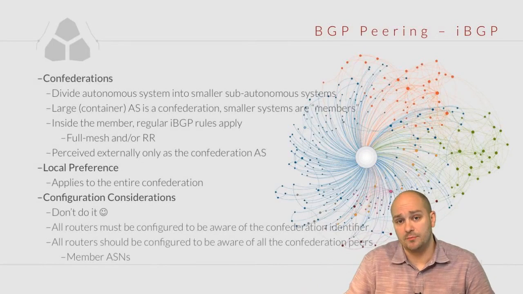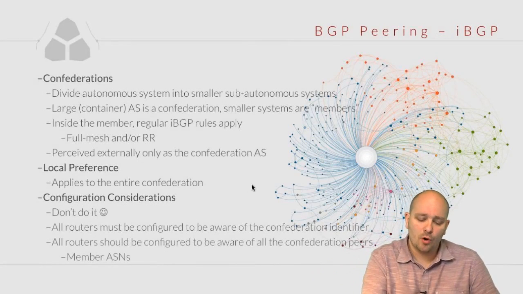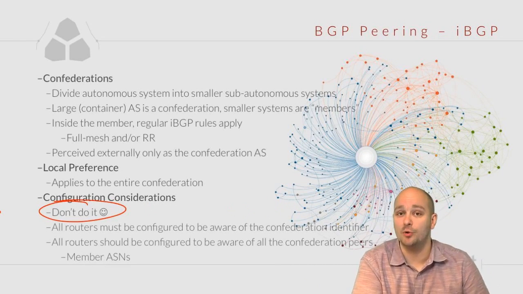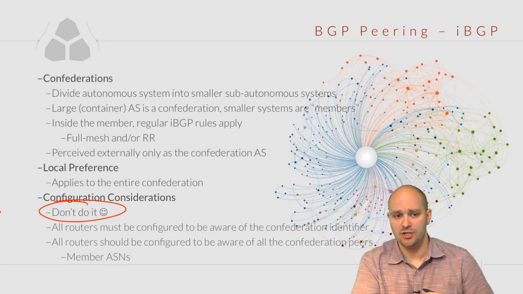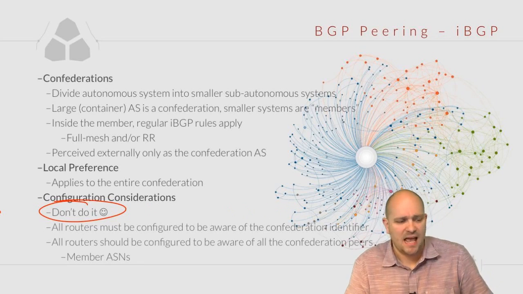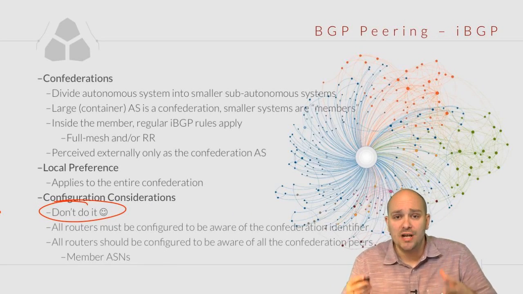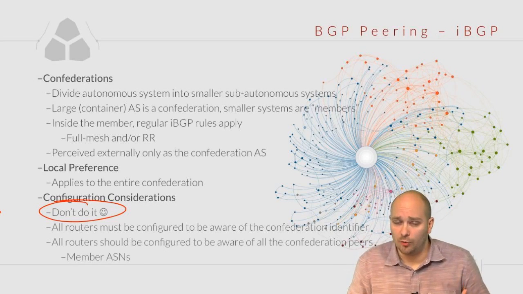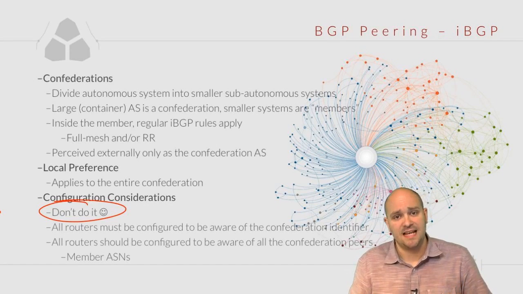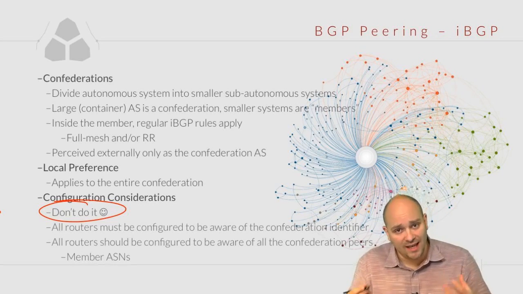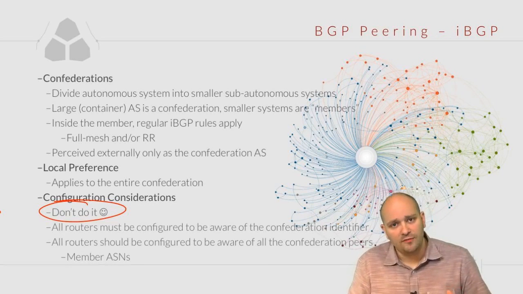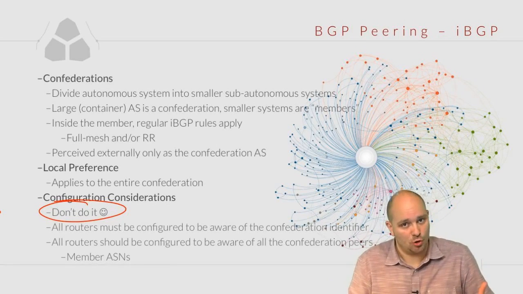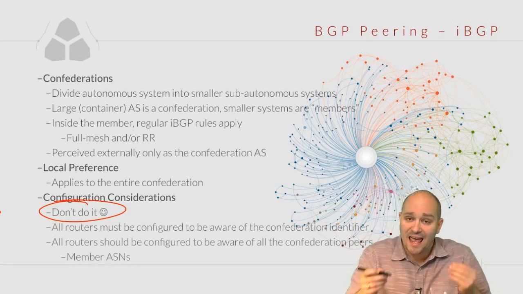There are some special considerations when it comes to confederations. First of all, if you are considering using confederations in real life, the initial answer that I have to give you is don't do it. The reason is that confederations are truly designed for special purposes, like mergers and acquisitions and really, really large networks. They do require additional work and additional maintenance, and a little bit more care and attention than route reflectors. Route reflectors are a good everyday solution for scaling your BGP peerings. But then again, in some cases, you don't have a choice and you have to go down the confederations route.